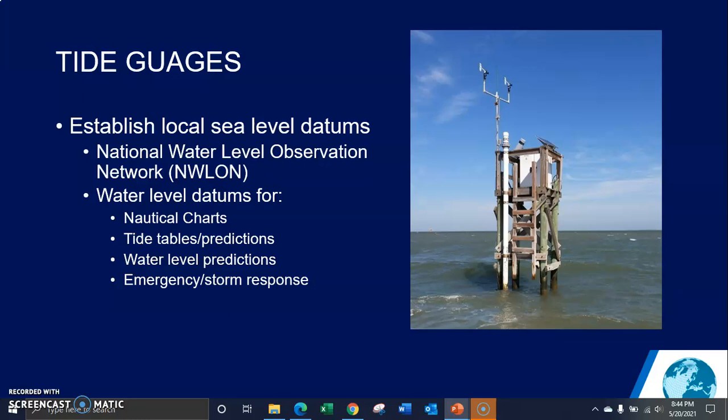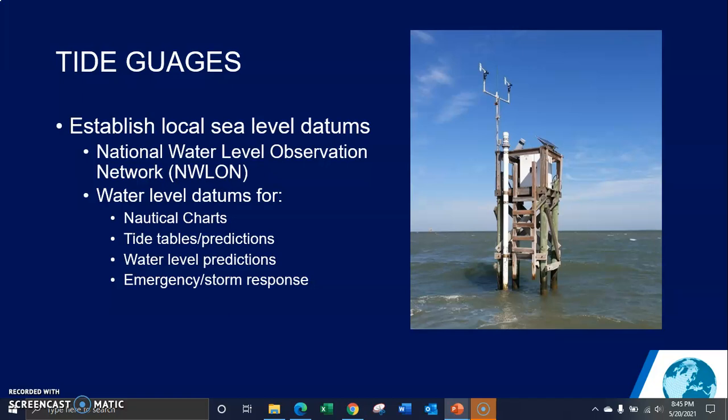Now, each of these tide gauges is part of the National Water Level Observation Network, which is operated by NOAA, and it accounts for 210 observation stations across the United States. And now these water level datums, these local water level datums, are used for nautical charts, where you're presenting that bathymetric data, where you have to have a datum that is accounting for the actual surface of the water, not an approximated or calculated mean sea level.